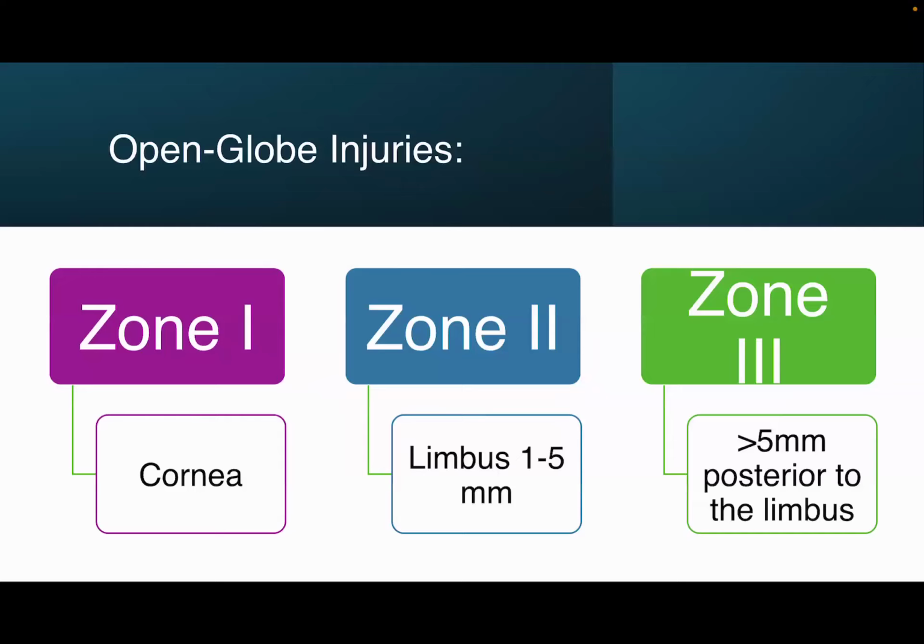In open globe injury, we are going backward. In closed globe injury, we said that we are going from outward inward. Here we start from anterior and go backward, posteriorly. Zone 1 is the cornea, when the injury involves the cornea only. Zone 2 is from the limbus to 5 mm behind the limbus, involving the sclera. Zone 3 is more than 5 mm posterior to the limbus.